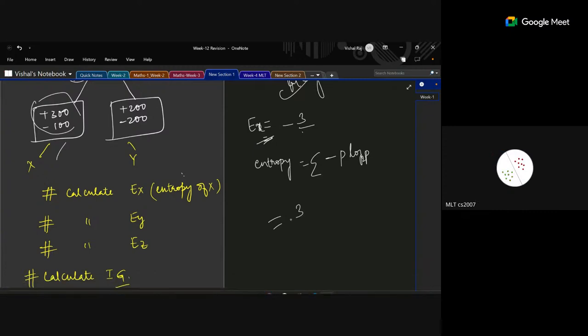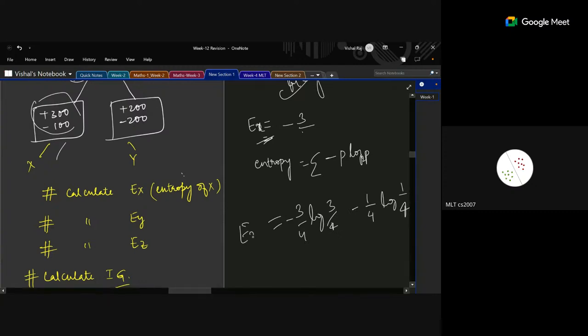3/4. You can calculate, right? Minus 3/4 log 3/4. Similarly, you can calculate minus 1/4 log 1/4. Okay, this is the entropy for this X. Similarly, you can calculate for Y also.